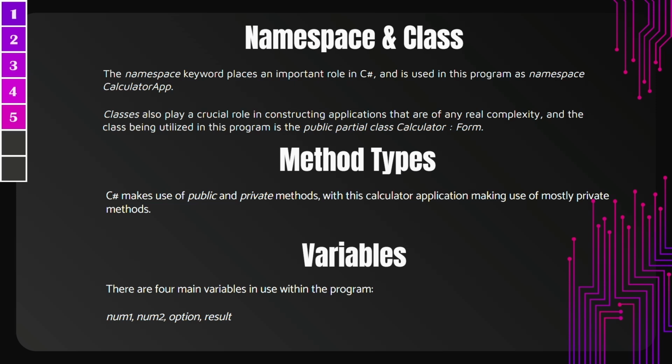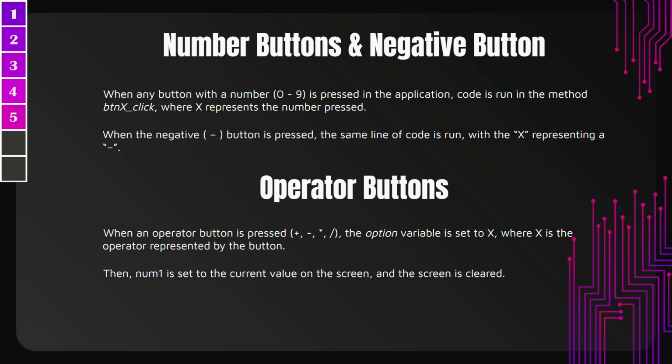As for namespaces and classes, basically namespaces and classes are essential and you have to include them in every program in C#. In this one, it didn't come in a lot of use, but in other ones, you'll see it used a lot more. Private methods were used almost exclusively in this program, basically to connect each button with the actual number in the program itself. And for the variables that we used, 4: num1, num2, option, and result, all having to do with the expressions entered into the calculator.